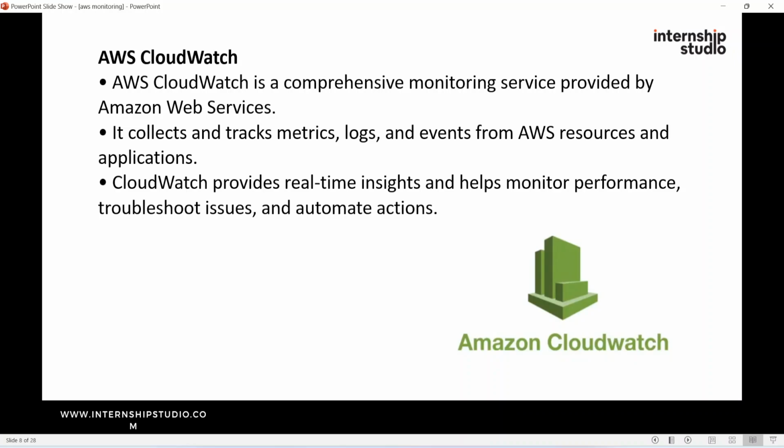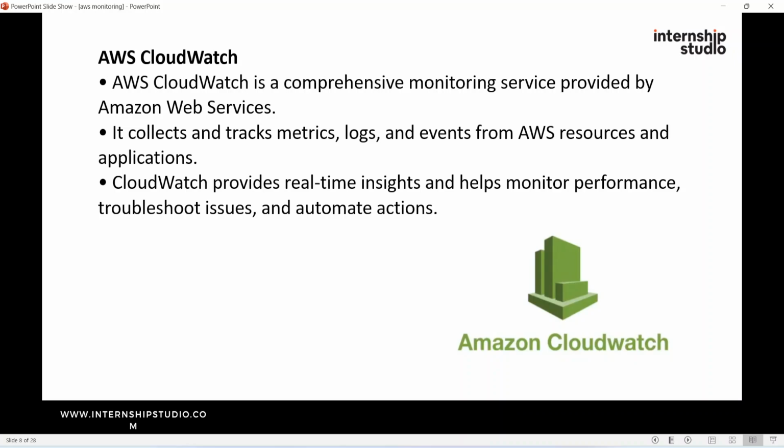The first thing that comes is CloudWatch. Actually, AWS CloudWatch is a very comprehensive monitoring service provided by Amazon Web Services. It collects and tracks metrics, logs, and events from AWS resources and applications. So CloudWatch provides real-time insights and helps monitor performance, troubleshoot issues, and automate actions.